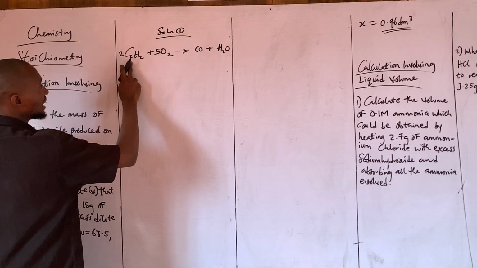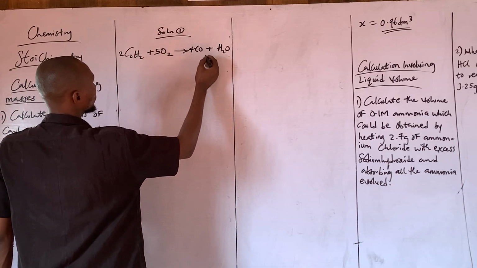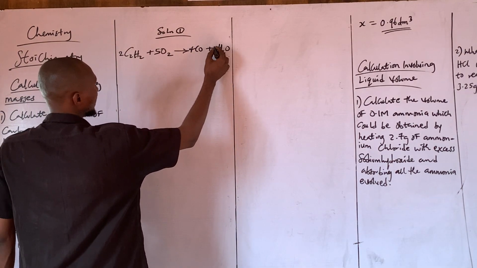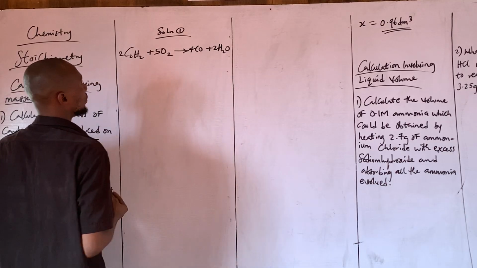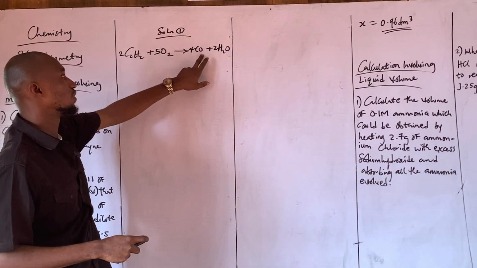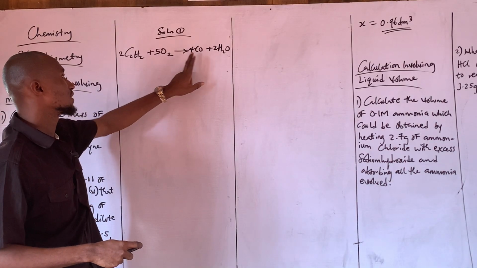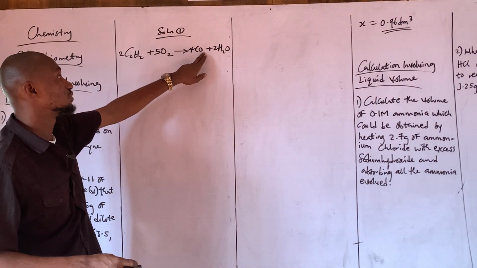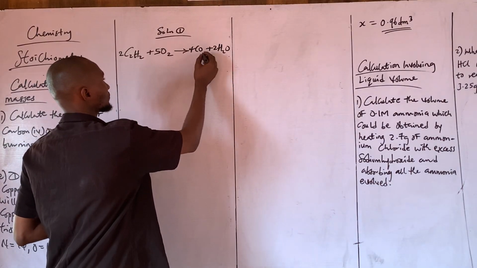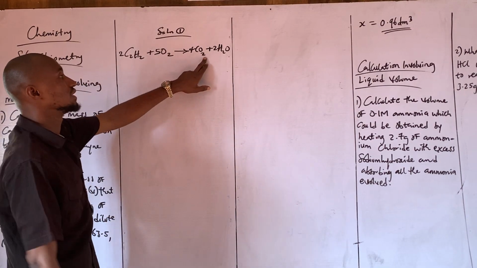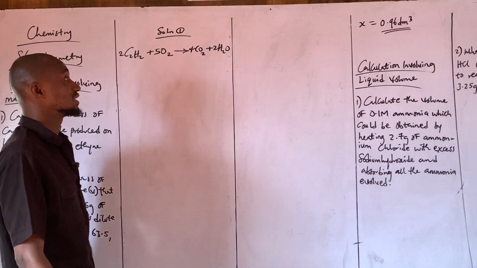So how many carbon do we have here? 4. Right, 4. How many hydrogen do we have here? 4. We add 2, 2 times 2, 4. How many oxygen do we have here? 10. That is 5 times 2, 10. That thing should be CO2 now. Here should be what? CO2. That is 4 times 2, 8, plus 2, 10. Do you understand now?